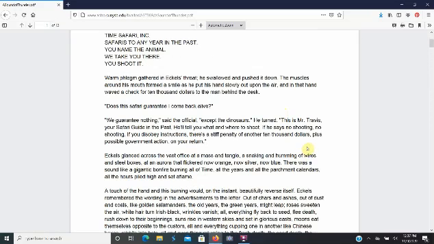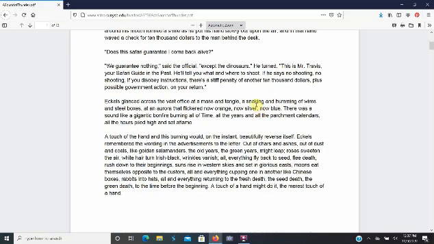Warm phlegm gathered in Eccles' throat. He swallowed and pushed it down. The muscles around his mouth formed a smile as he put his hand slowly out upon the air, and in that hand waved a check for $10,000 to the man behind the desk. "Does this safari guarantee I come back alive?" "We guarantee nothing," said the official, "except the dinosaurs."